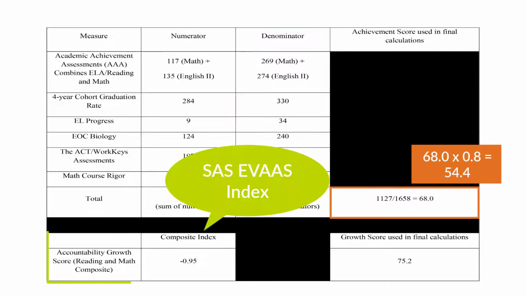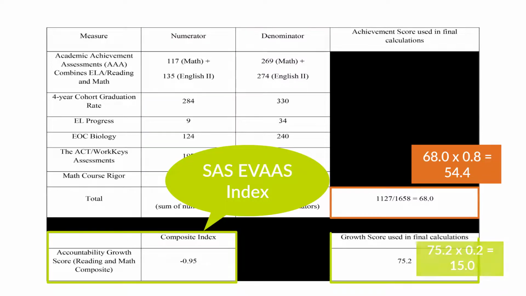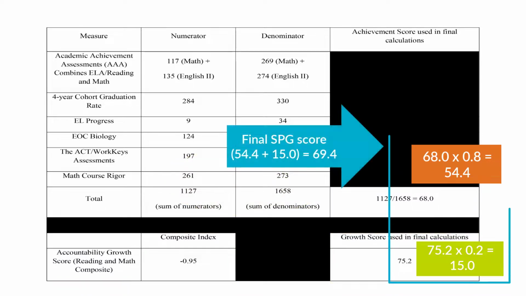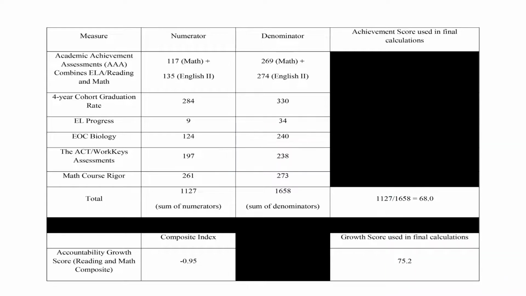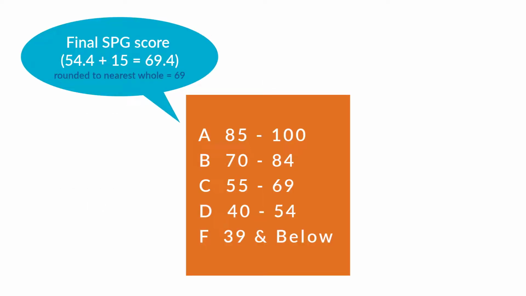To find the other 20%, you multiply the growth 100-point conversion by 0.2 or 20%. Finally, you add the result of these two steps together to get the final SPG for that group. The A through F school or subgroup grade is determined by using this final SPG score mapped onto a 15-point scale.